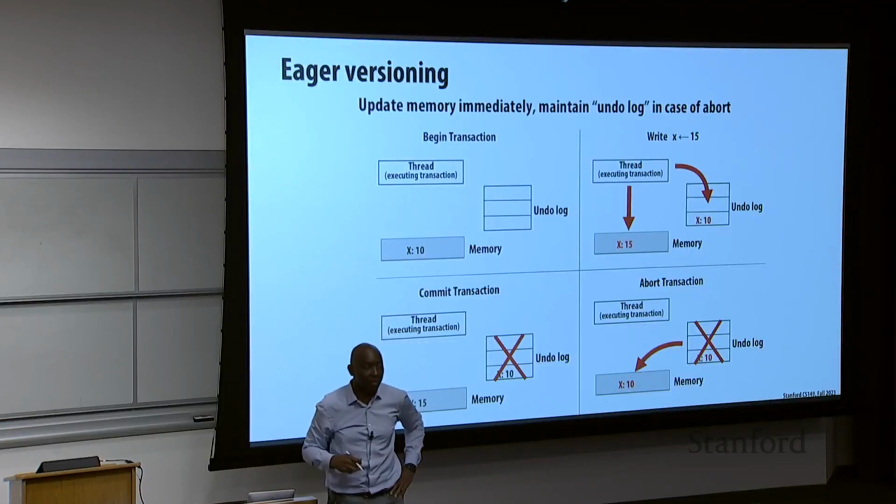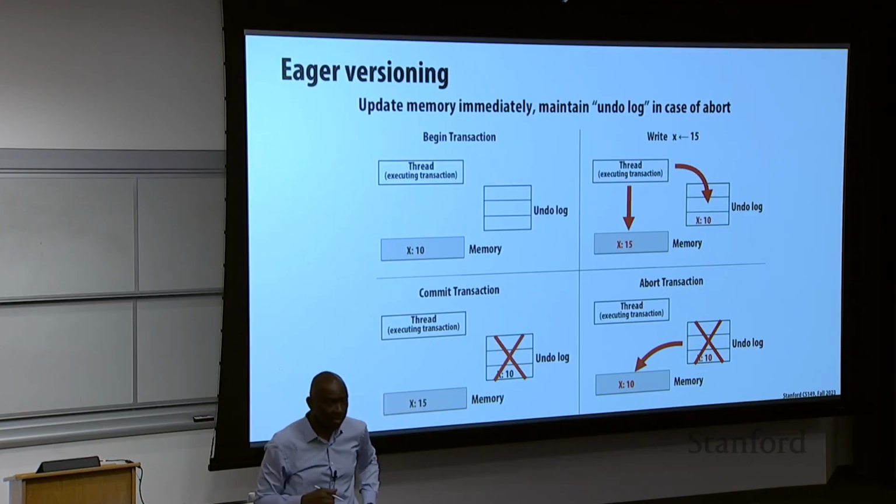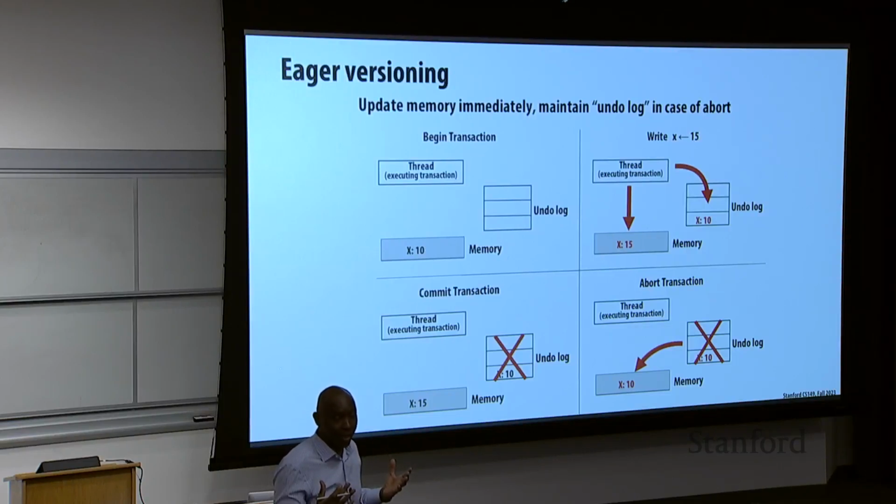Yeah. Just to confirm, in the undo log, are we only keeping the values in the memory before the threads are executing? We're not keeping like intermediate. No. Remember, you need to get back to the state before the transaction started executing. So we only need to keep the first time you write to it. Any subsequent updates don't need to be put in the undo log, right?